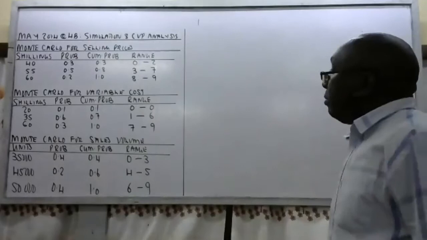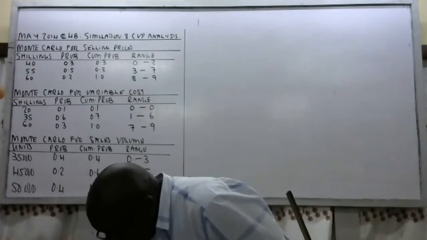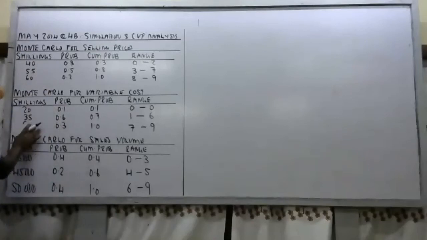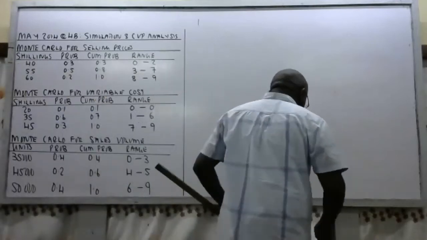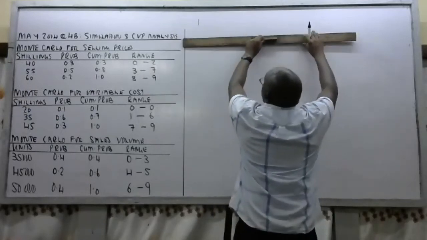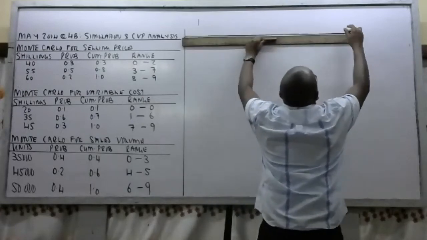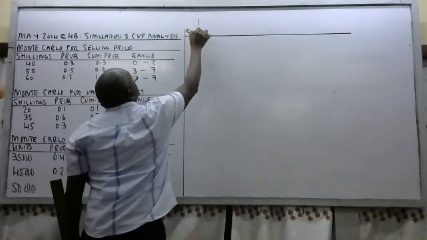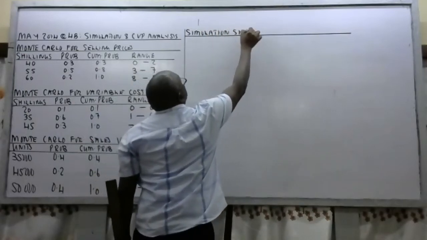Churchill, you are saying the last variable cost is 45, not 60. Good. It is 45. Thank you. So let us now design the simulation sheet.